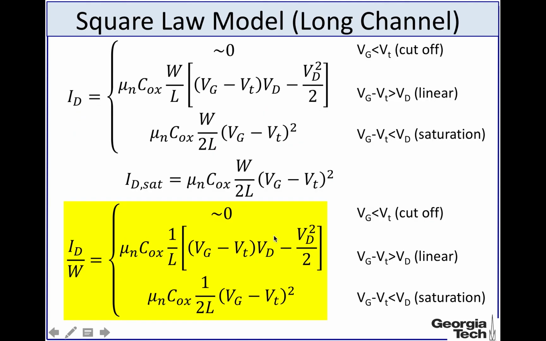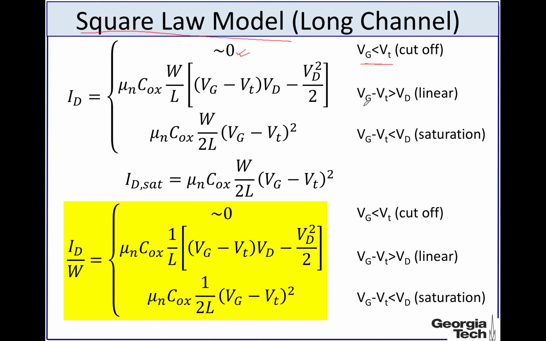So to summarize, these are the equations that describe a MOSFET, which we call the square law model. When the gate voltage is smaller than the threshold voltage, there is no inversion carrier in the channel, and as a result the current is zero. In reality it's not zero, it's a very small number, but for the sake of this simple model we'll say that when gate voltage is smaller than threshold voltage, the current is zero.